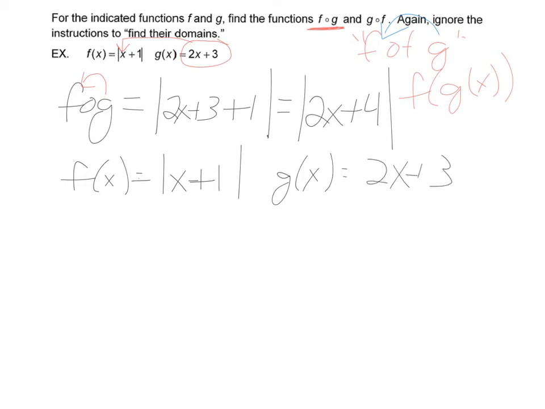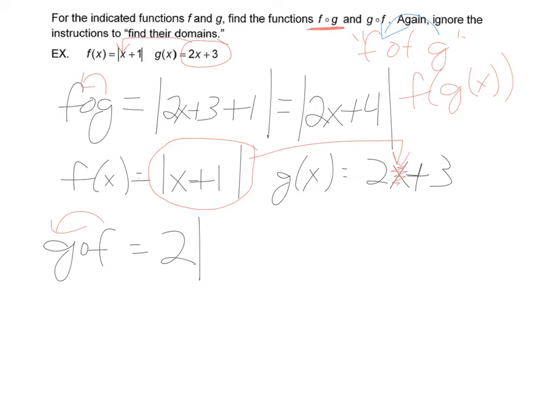Now we're going to go the other way around. We're going to find g of f. The one on the right goes into the one on the left. So the entire f function, absolute value and everything, comes over and plugs into the g function where the x was. I have a 2, and where the x used to be goes absolute value of x plus 1, and then plus 3. That's all you can do with that. You can't distribute into an absolute value.